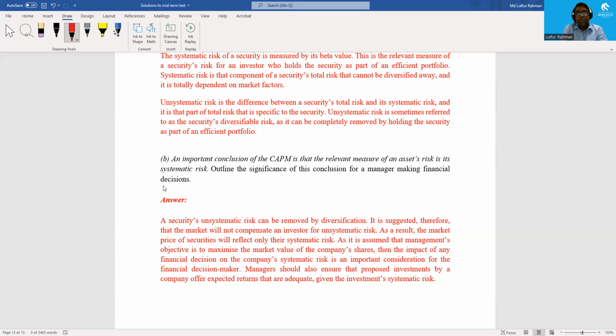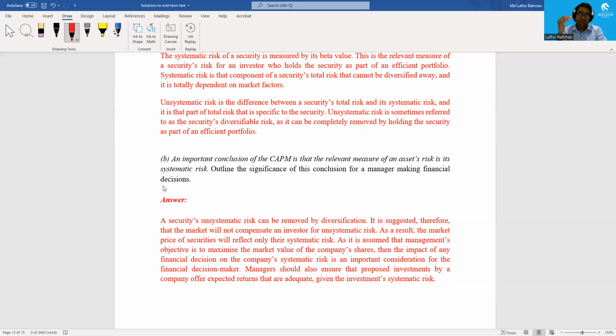Look, we learned about the capital asset pricing model, and it shows that the required rate of return of an asset is a function of its systematic risk. Why? Because it is assumed that investors will typically hold a diversified portfolio. That's why unsystematic risk will be diversified away. So the only risk that matters is the systematic risk.